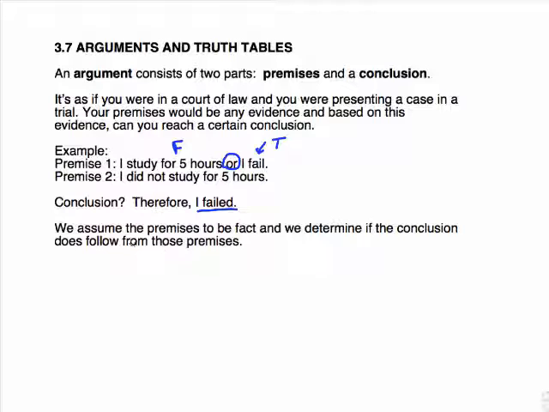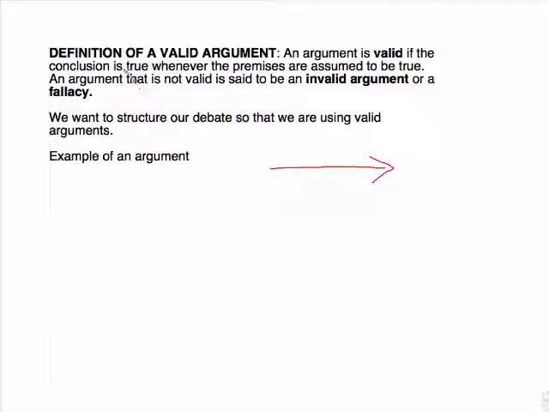So when we do these, we assume the premises to be fact, and we determine if the conclusion does follow from those premises. And the way we will determine that is with truth tables. So the definition of a valid argument: an argument is valid if the conclusion is true whenever the premises are assumed to be true. And an argument that is not valid is called invalid. And we want to structure the debate so that we are using valid arguments.